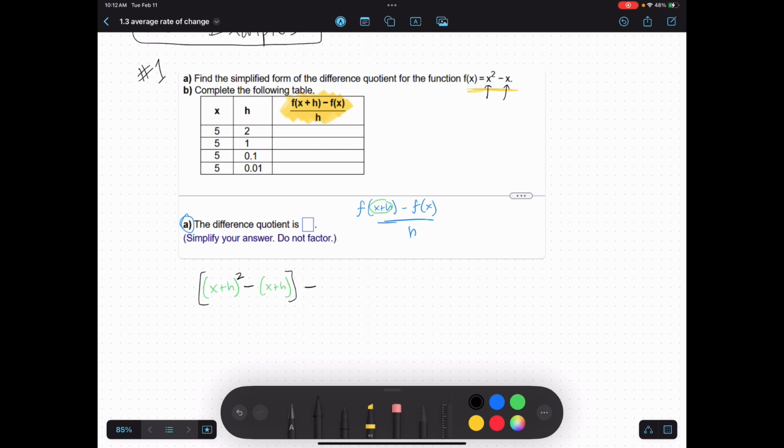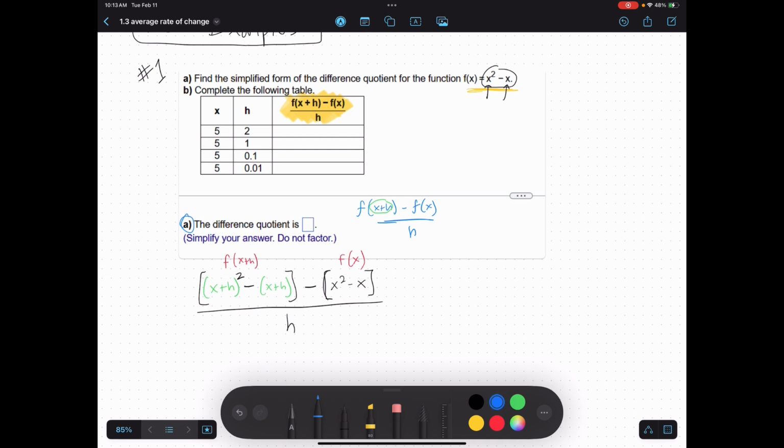And then I'm going to minus my f of x. Well, what's f of x? My f of x is just this whole thing. So let me put another bracket, and I get x squared minus x right here. And that's all still over h. So just to recap, here's my f of x plus h. Here's my f of x. So I still have my f of x plus h minus f of x.